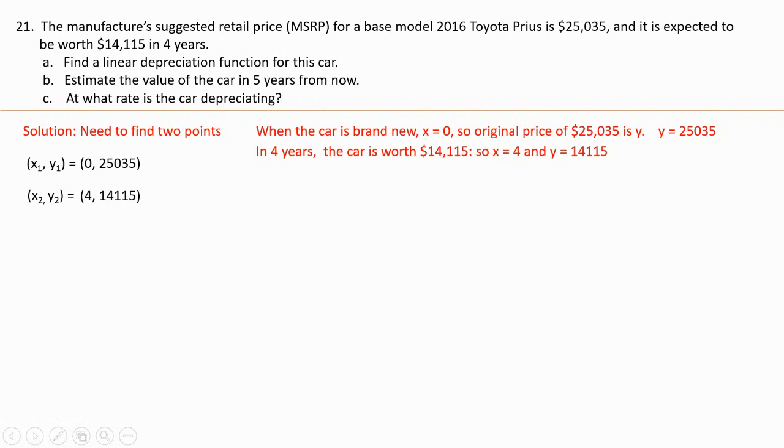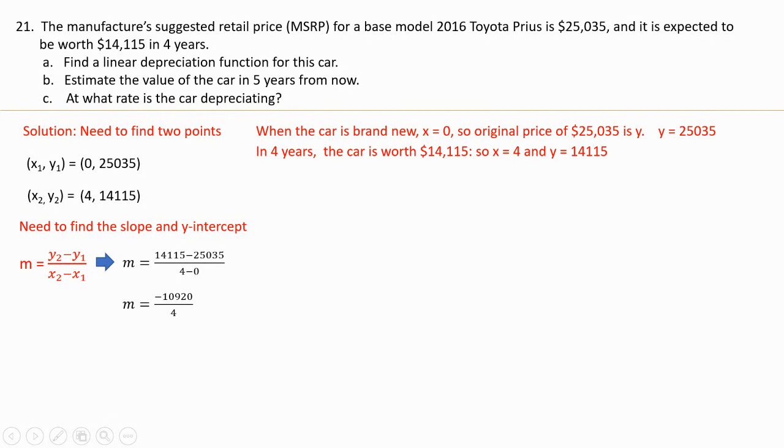Now, we're going to find the line, right? The linear depreciation function. Need to find the slope and the y-intercept. So I know this is x1, y1. The x1 is 0, and the y1 is 25,035. The x2 is 4, and the y2 is 14,115. So it's going to be 14,115 minus 25,035 over 4 minus 0, which gives us negative 10,920 over 4, which gives us negative 2,730. That's my slope. That's my m.